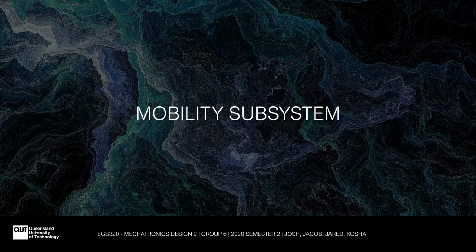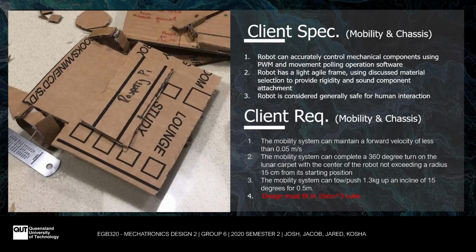I will now be presenting the mobility subsystem. Given the client specifications, the robot must be able to maintain the forward velocity of 0.05 meters per second, be able to complete a 360-degree turn without exceeding the 15-centimeter turn radius, push the added weight up an incline, and fit the design within the 15-centimeter cube.